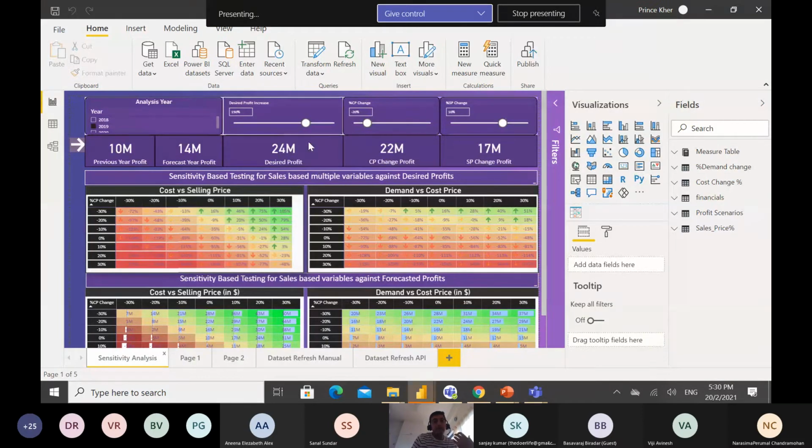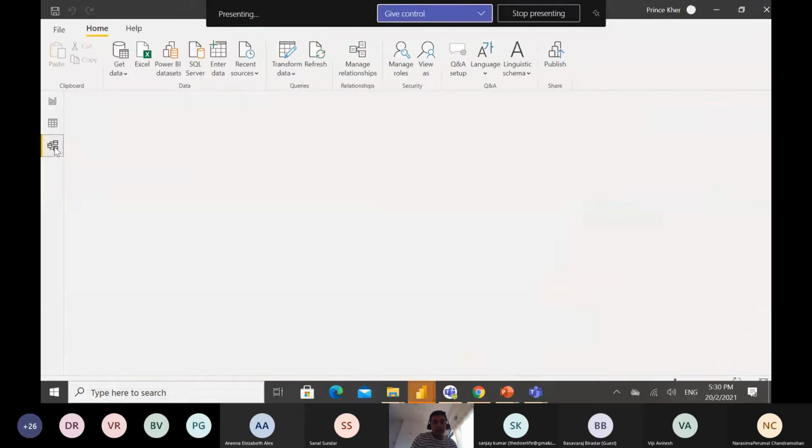Now coming back to the sensitivity and scenario, what we were trying to discuss is how we can build this. If you see this, let me show you the data model first.